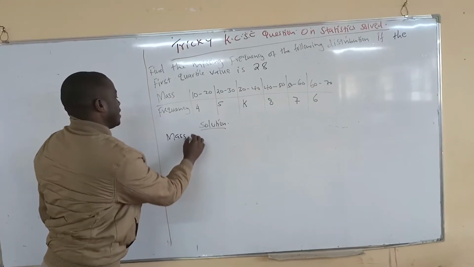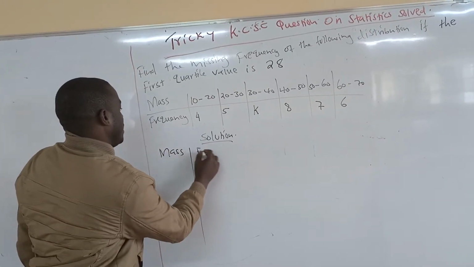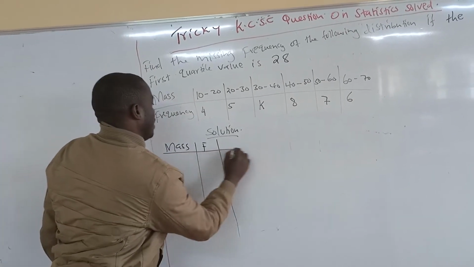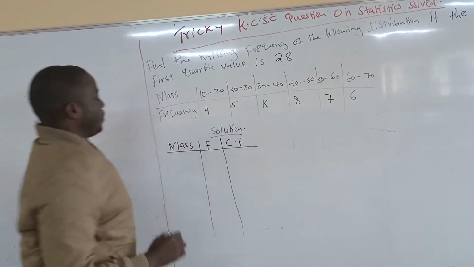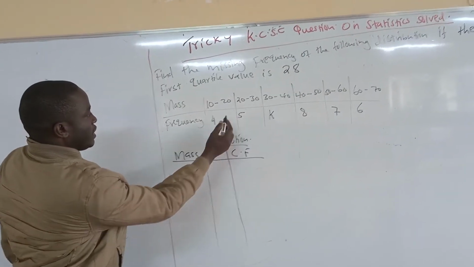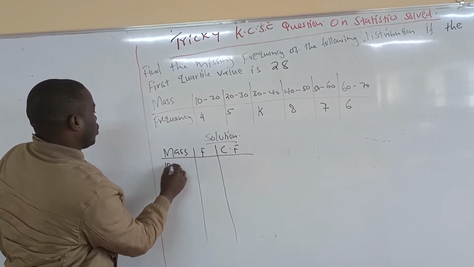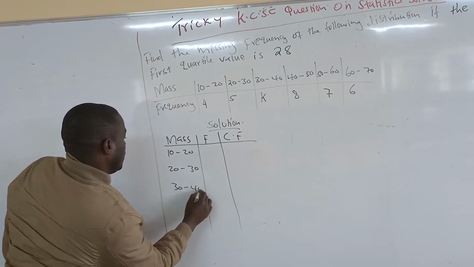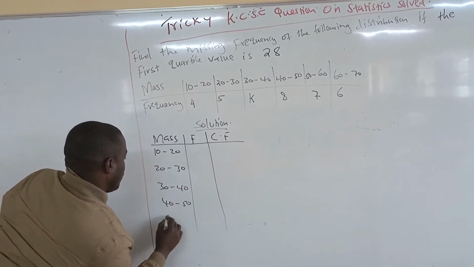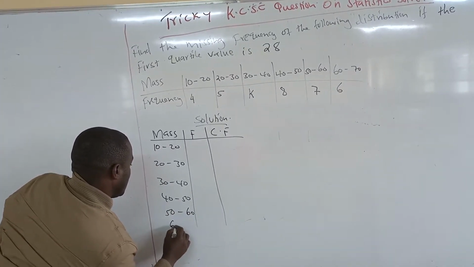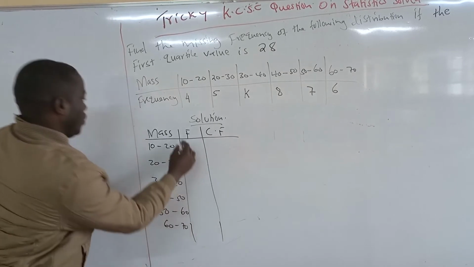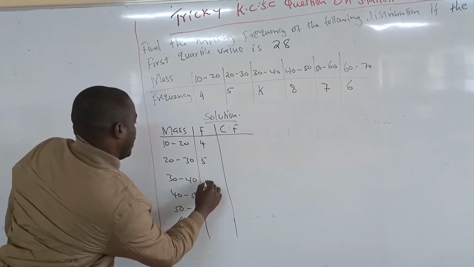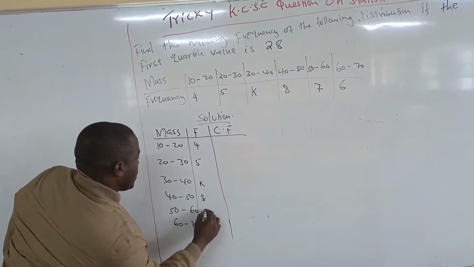So the solution here is, first of all, we need to make a table of the mass. Then we also have frequency. Remember, when we talk about quartiles, we use cumulative frequency, so we must include cumulative frequency. We have the classes 10 to 20, 20 to 30, 30 to 40, 40 to 50, 50 to 60, and finally 60 to 70. Their frequencies are 4, 5, K, 8, 7, and 6.